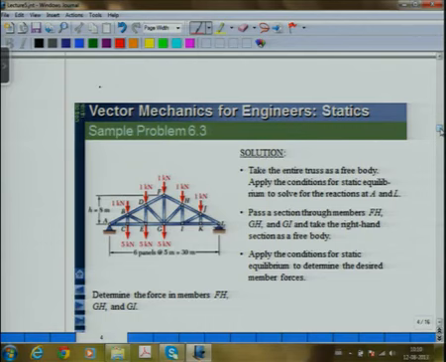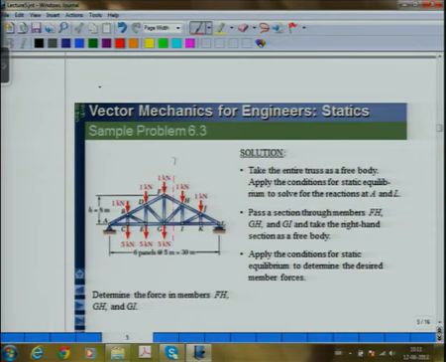And here it says find the forces in members FH, GH and GI. You have to find the forces in these three members. Okay. So you have to find forces in FH, GH and GI. What is the obvious thing to do? That you will make a cut like this.